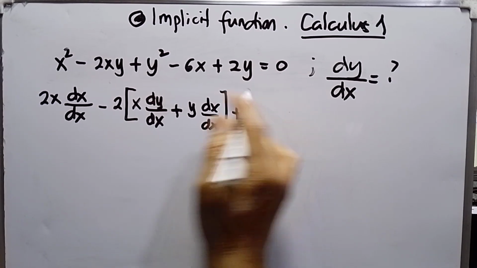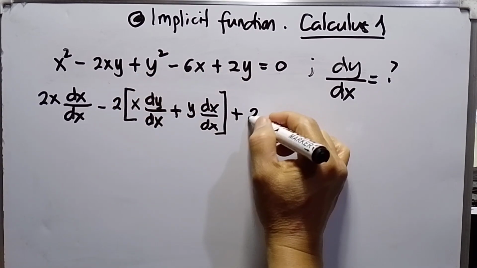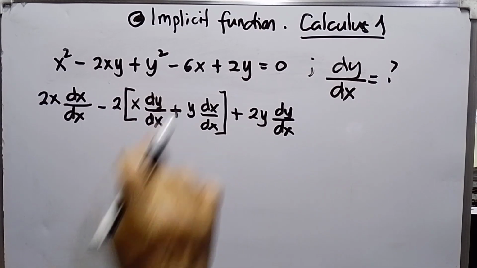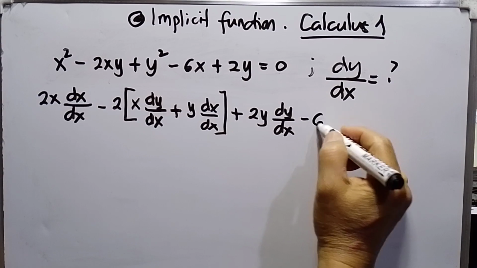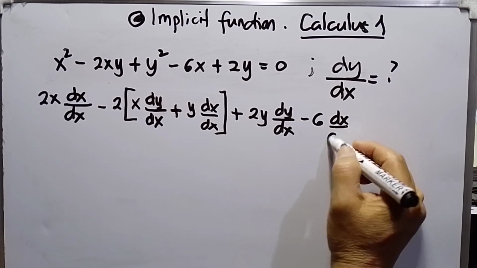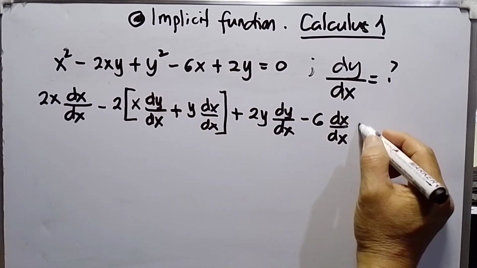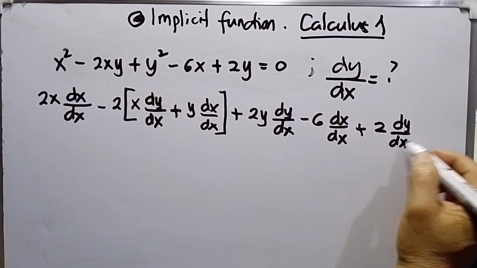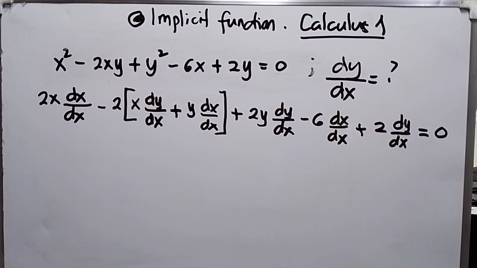Then plus y squared, this will be 2y dy dx. Then minus 6 dx over dx. Then plus 2 dy over dx. This will be equal to 0.